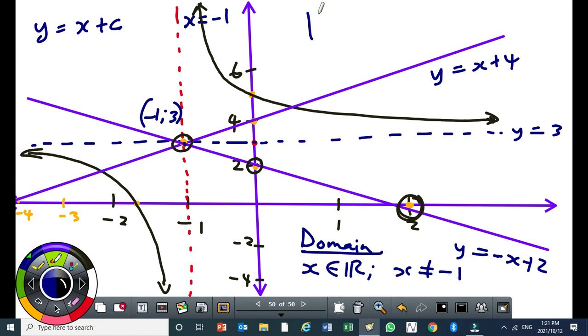The range is y is an element of real numbers, but y is not equal to the value at the horizontal asymptote, which will be positive. Are you following? Is there anybody who has any question?